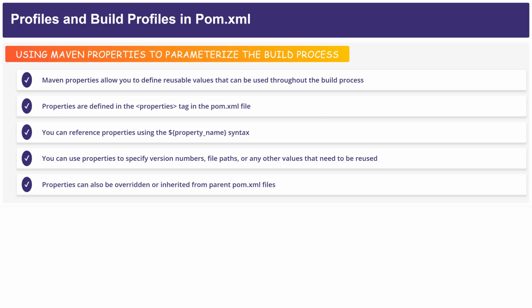For example, if you have defined a property with the name version, you can use ${version} in other parts of the Pom.xml file. This allows you to parameterize the build process and easily update values that are used in multiple places. Properties can be used to specify version numbers, file paths, or any other values that need to be reused. Properties can also be overridden or inherited from parent Pom.xml files, which makes them even more flexible and powerful. Using Maven properties can greatly simplify the configuration of your Spring Boot project.